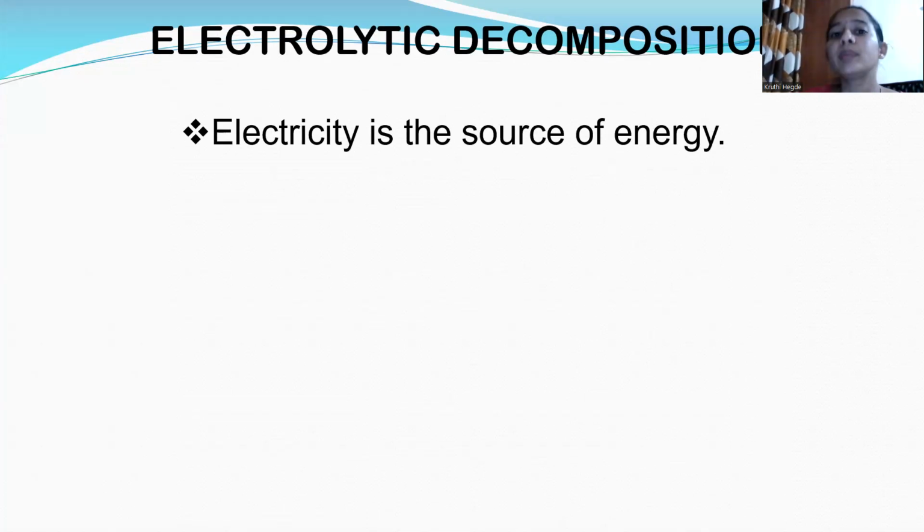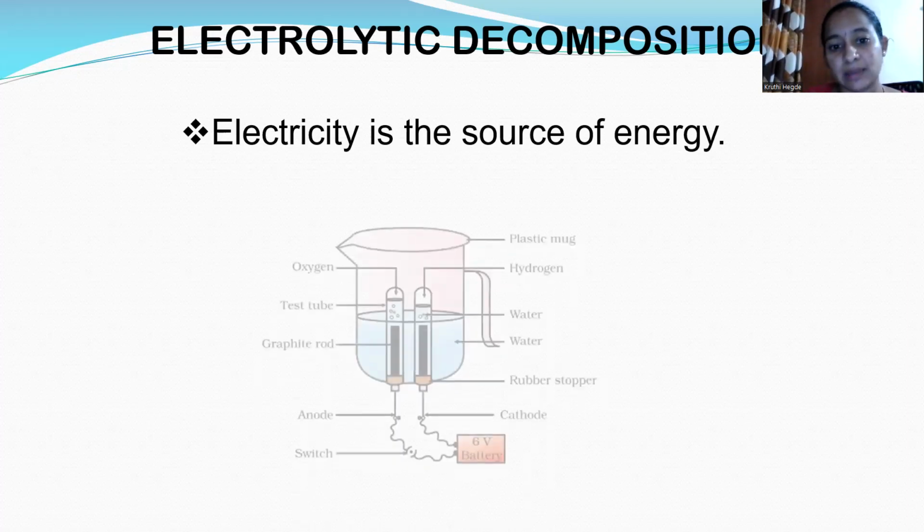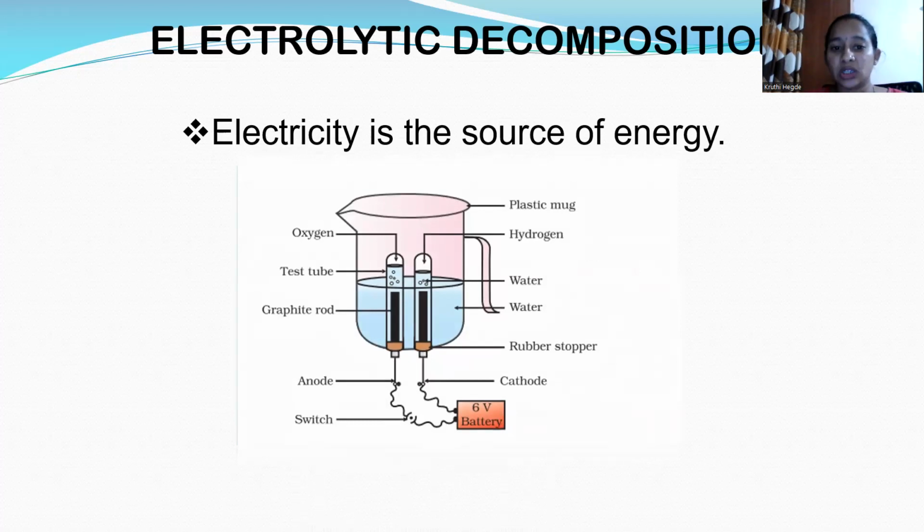A single reactant will be there. One best example is electrolysis of water. When we pass current through the water, it will break down into two products. One is hydrogen gas, another one is oxygen gas. You can see the setup. A mug is taken and two holes are made at the bottom of the mug, and two graphite rods are kept inside, over which test tubes are covered upside down, inverted, and water is taken. And the wires from the graphite rods are connected to a 6-volt battery.